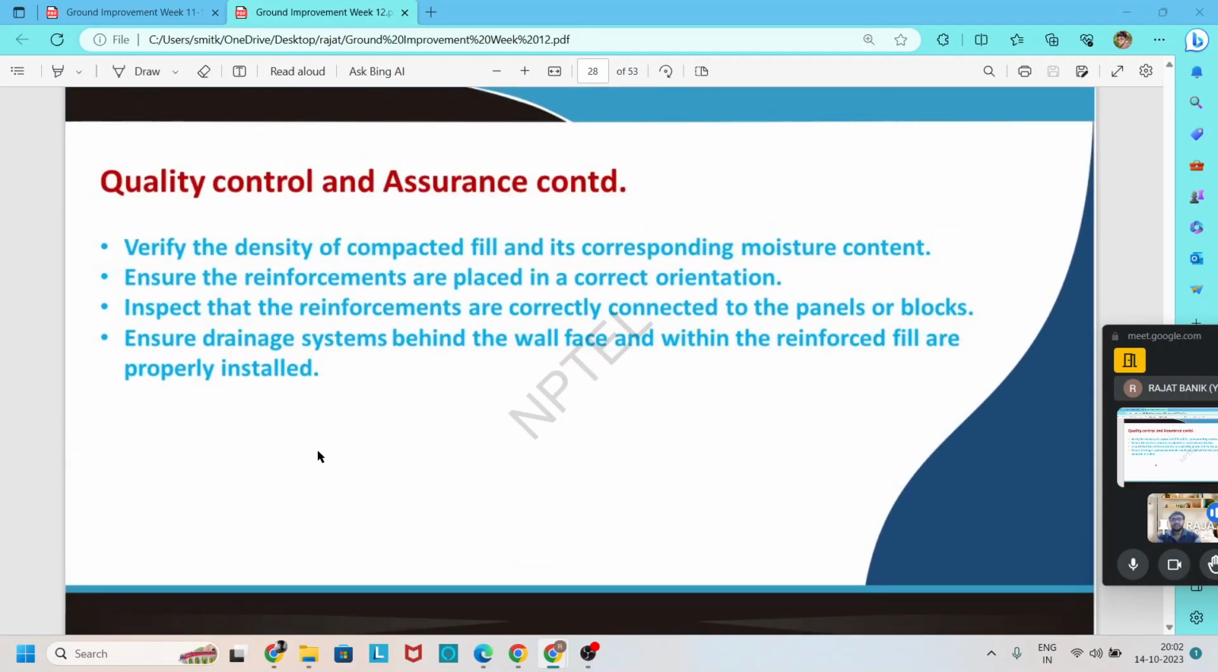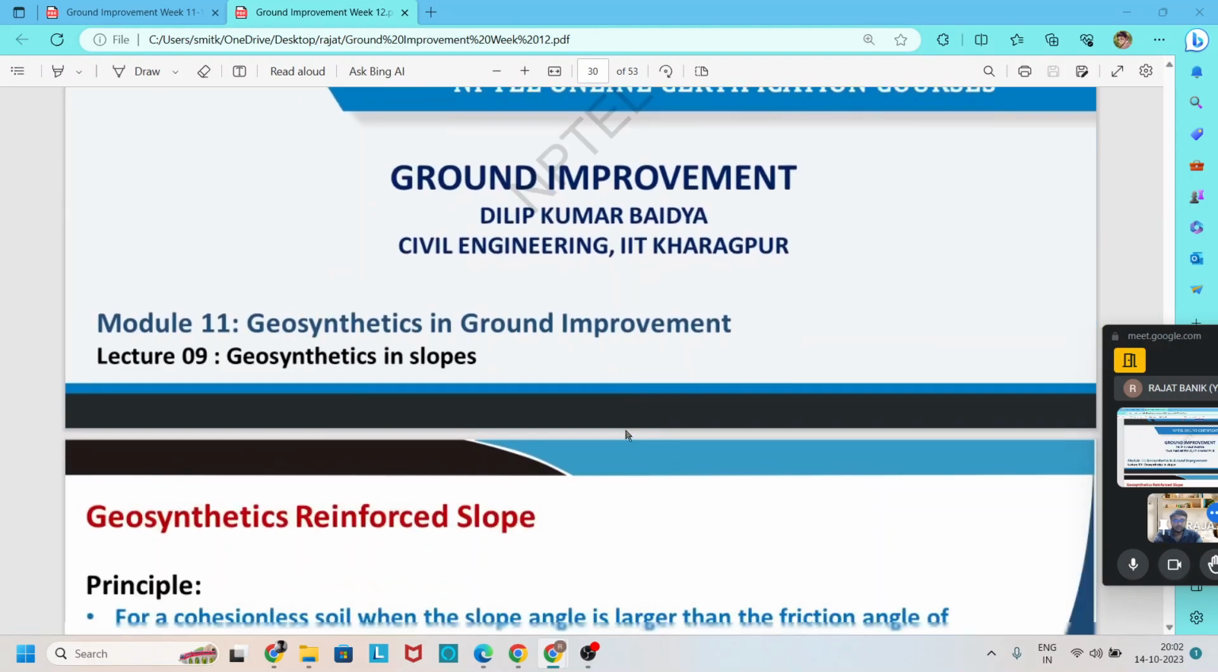And these are the others we discussed: verify the density of compacted fill and its corresponding moisture content. Also ensure the reinforcement is placed in the correct place and orientation. Also inspect that the reinforcement is correctly connected to the panels or block. Ensure the drainage system behind the wall face and within the reinforced fill is properly installed.